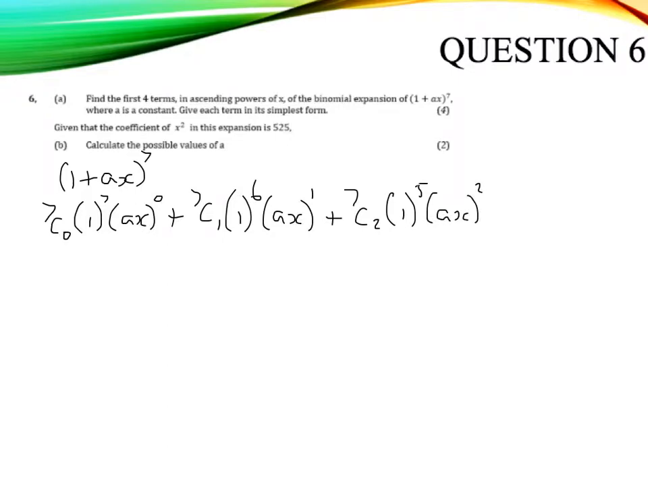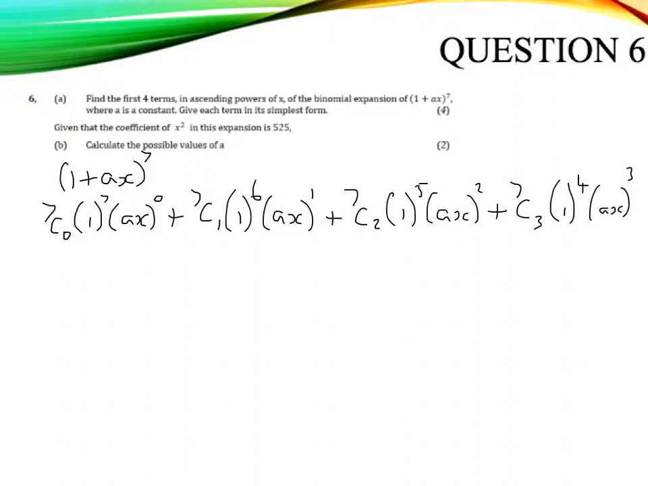Plus 7C1, 1 to the power 6, (ax) to the power 1, plus 7C2, 1 to the power 5, (ax) squared, plus 7C3, 1 to the power 4, (ax) cubed. Is there any more that it's asking for? No, I think that's the last one. Okay, in which case let's start to work out some of these values then.